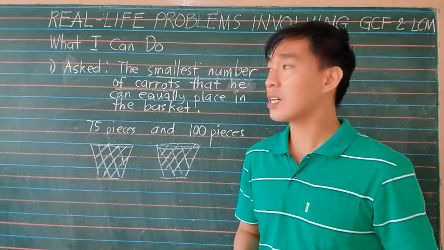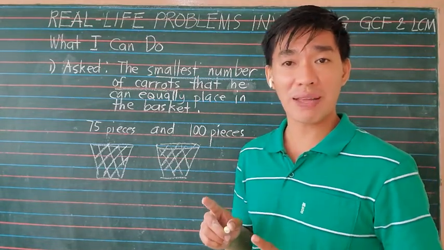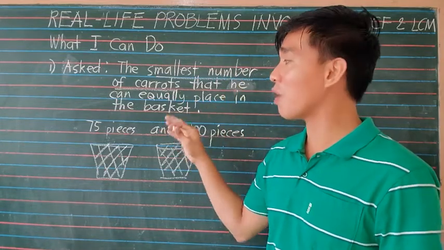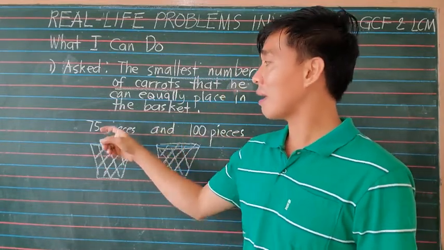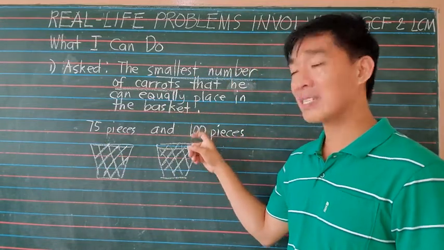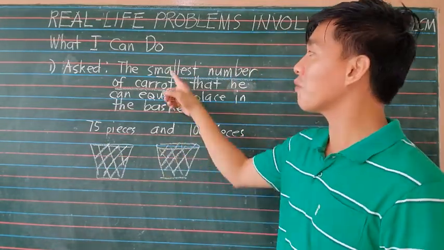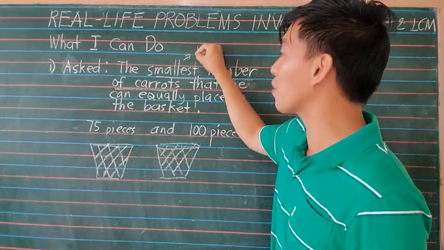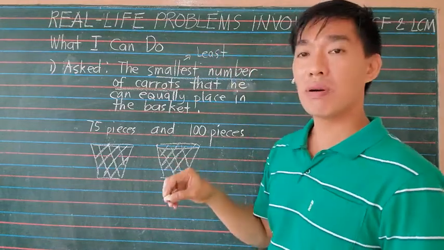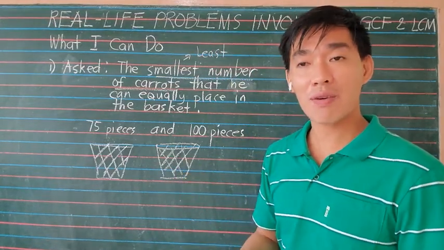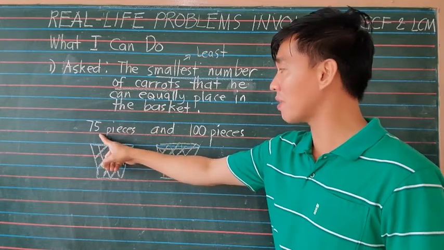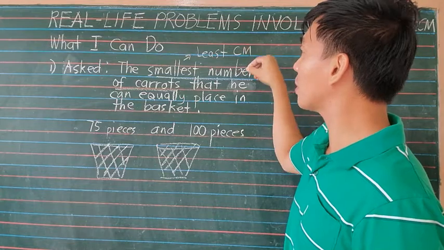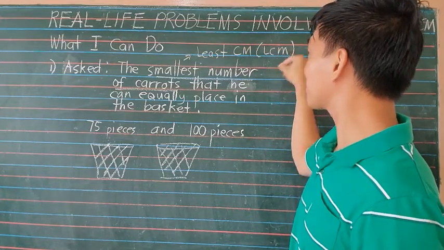So, in this case, of course, if you are also observant of the word clues here, the smallest number, so we are looking for the smallest number of carrots na pwedeng maging 75 pieces at saka pwedeng sa 100 pieces. So we are looking for the smallest, and the word smallest is also synonymous with the word least. So we are looking here for the least number where 75 and 100 will meet. So we are looking for the least common multiple or the LCM.